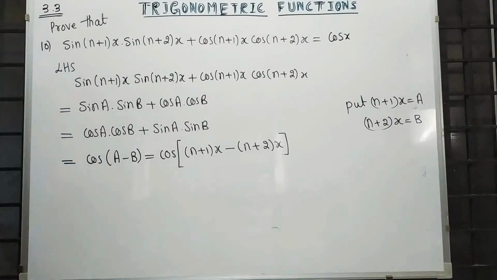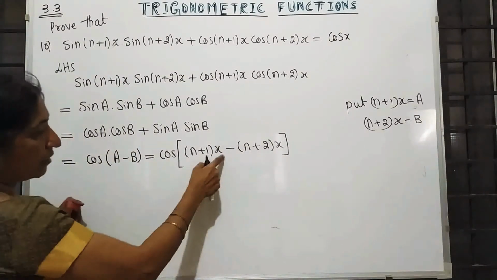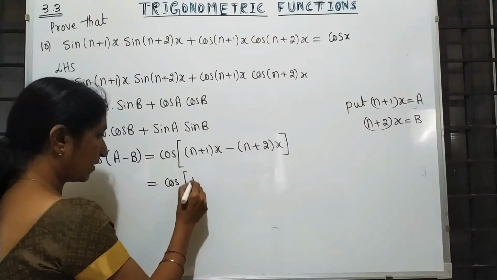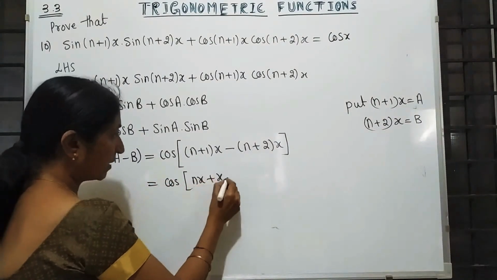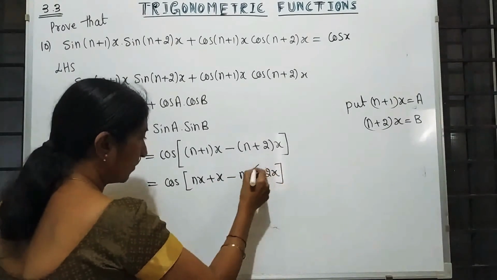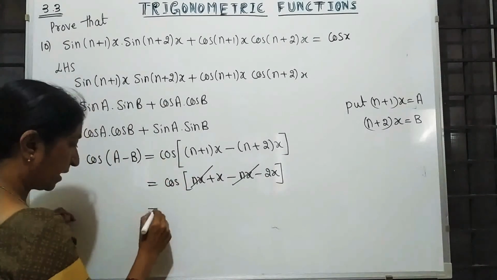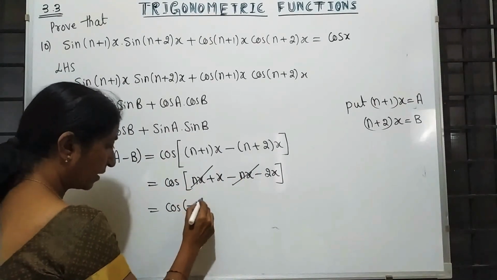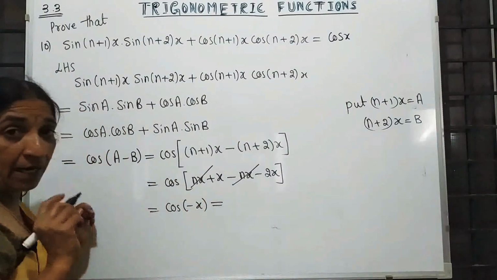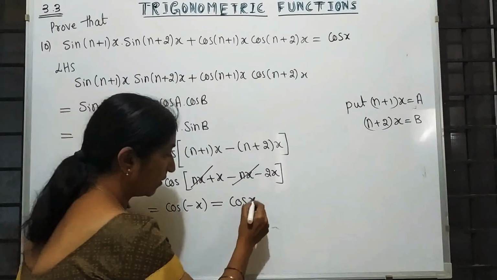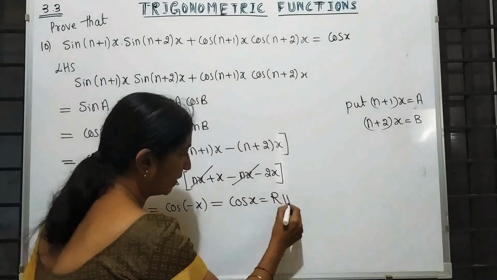Now remove the bracket, take minus inside and x also inside the bracket. Cos of nx plus x minus nx minus 2x. Minus nx plus nx get cancelled. Cos of x minus 2x is minus x, and have you remembered allied angles? Cos of minus theta is cos theta, cos x. That is nothing but RHS.